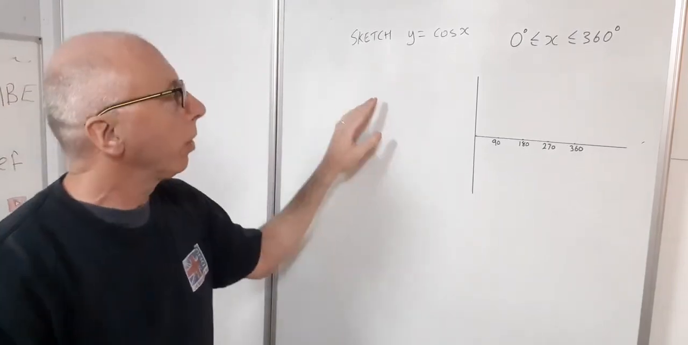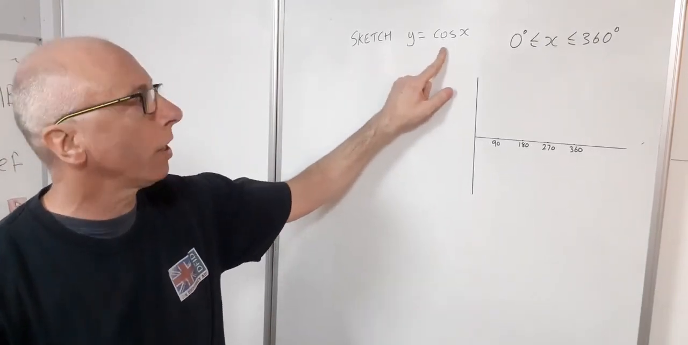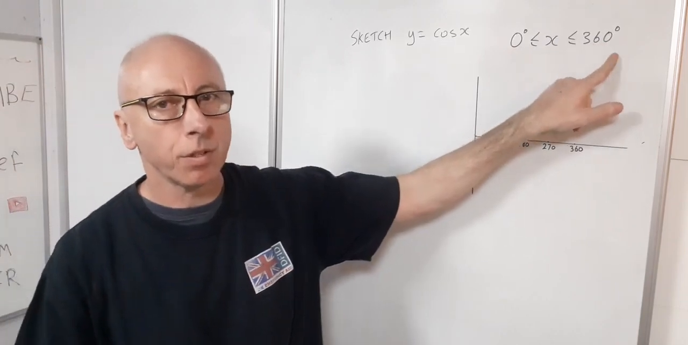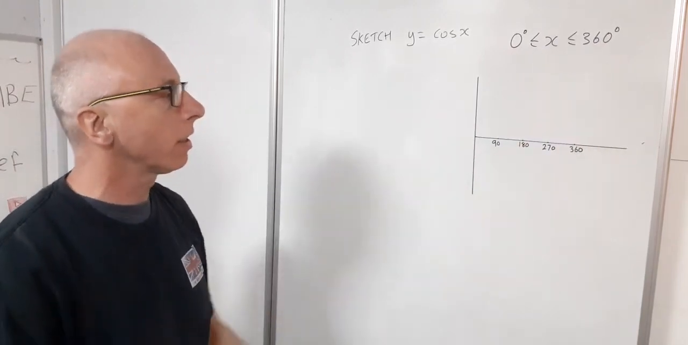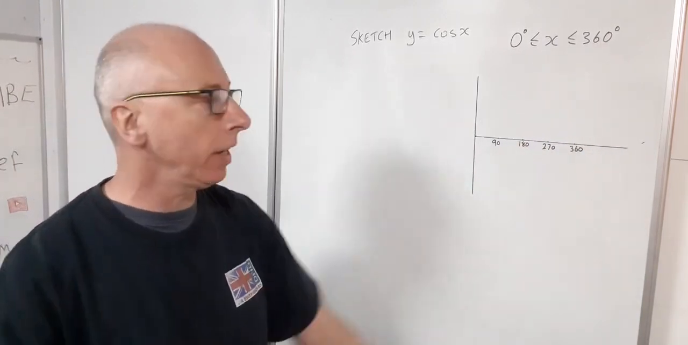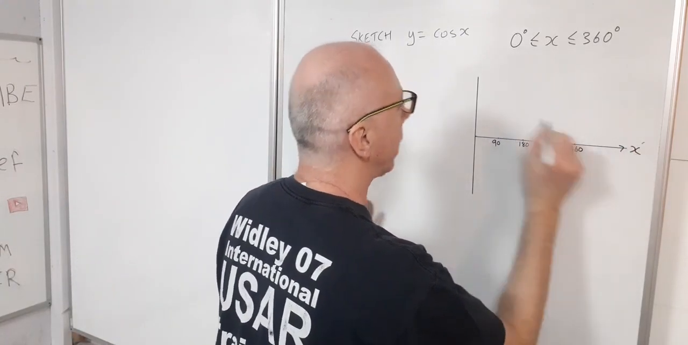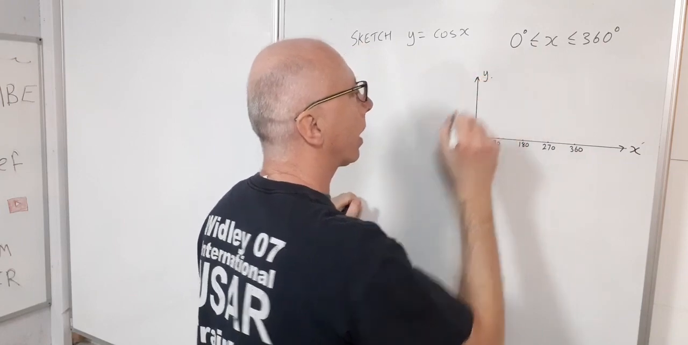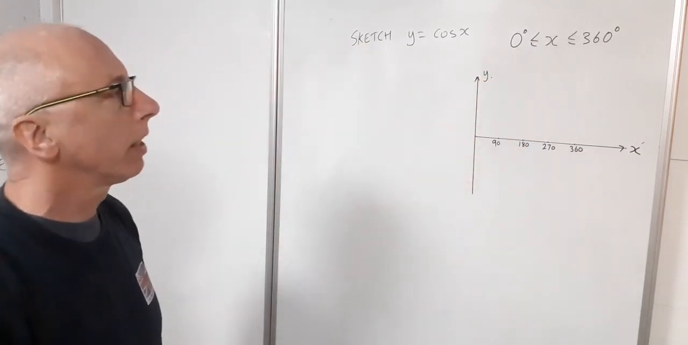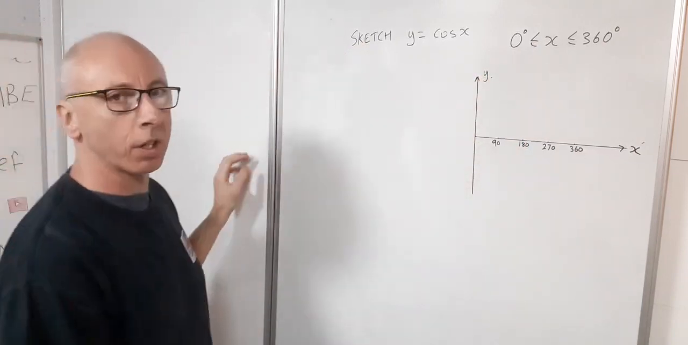So in this question, I want to sketch y equals cosine of x from 0 to 360 degrees. And I've set up my graph here so far with only my x-axis. Now I need my y-axis and calculate my values. Now for that, I'm going to use the unit circle.